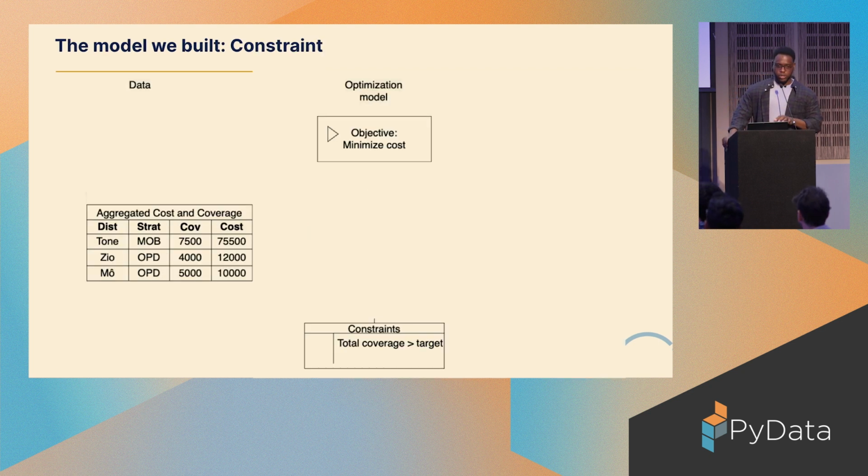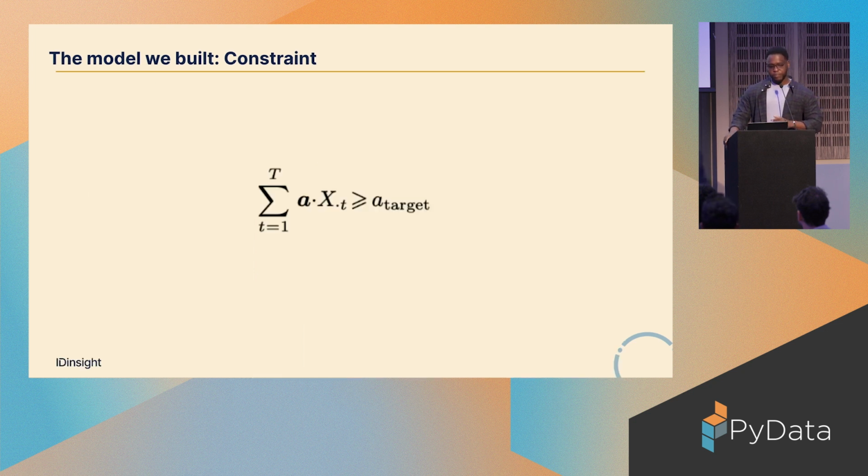And then we have the third component, which is the constraints that we have. And again, we only have 1 constraint. By generalizing, that's the representation, meaning that the sum of the product of the coverage vector and every column of our matrix needs to be greater than our target, which is A target. In plain English, let's make sure that the total coverage is greater than our target.